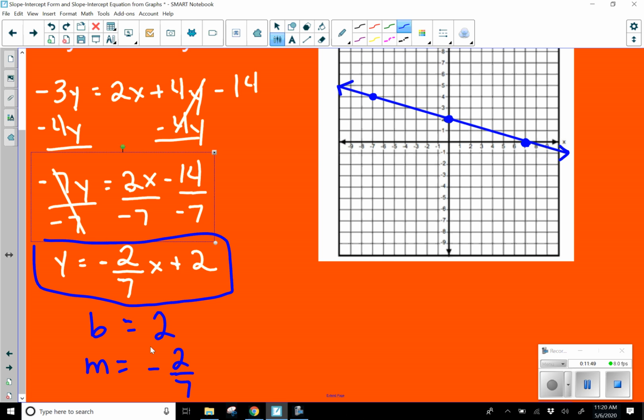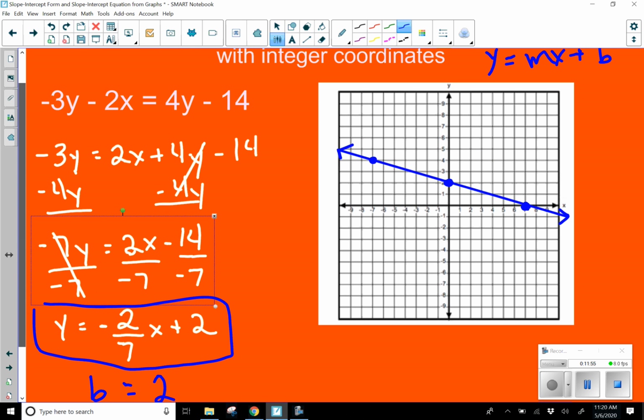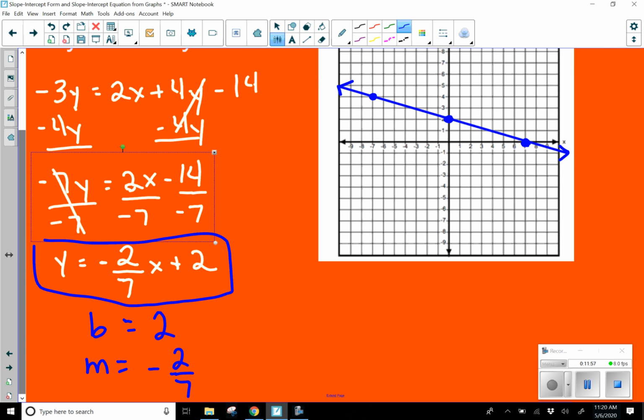Now remember, this is your vertical change over your horizontal change. So that means because it's negative, you're going down 2 units, and then you're going to go to the right 7 units. So let's go back up here. My y-intercept is 2, so I'm going to plot that right here. And then I'm going to go down 2 units over 7 units. Okay, if we keep going, that's going to take us out of the graph. So I'm going to go back to my y-intercept. I'm going to go up 2 units and to the left 7 units. Then we can go ahead and draw our line through those points.